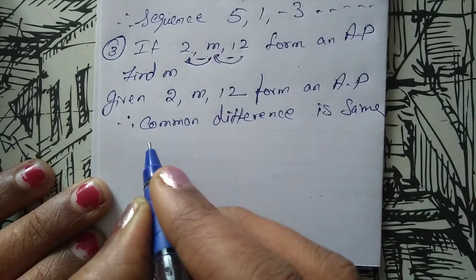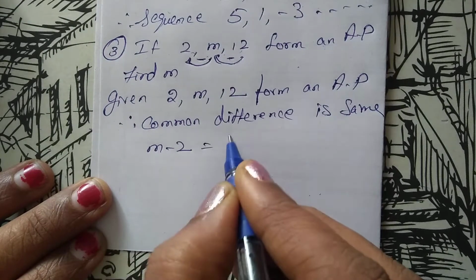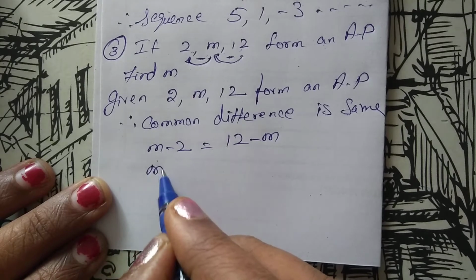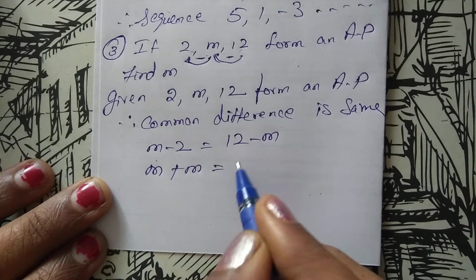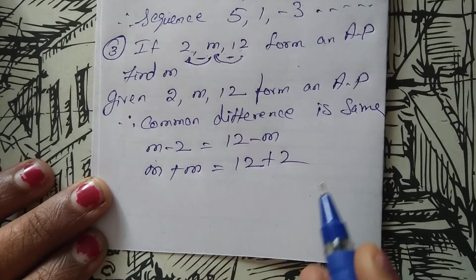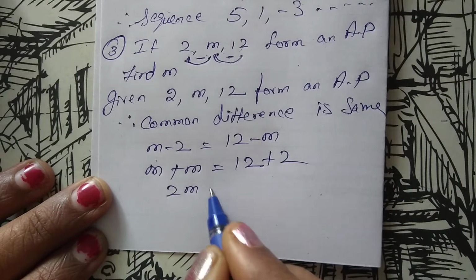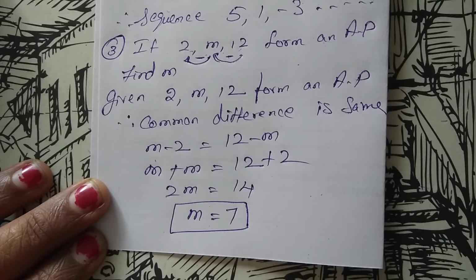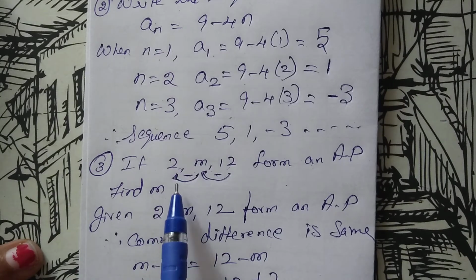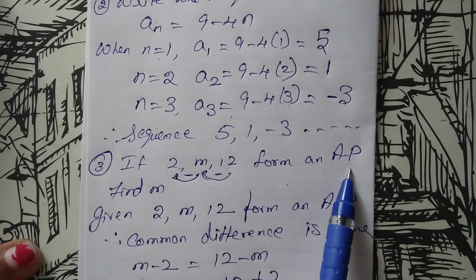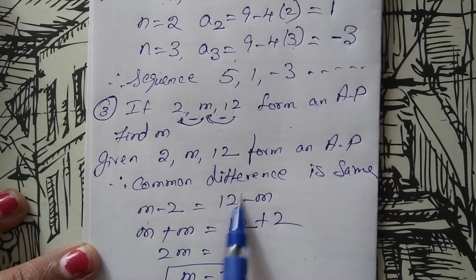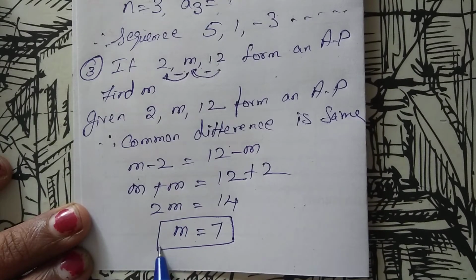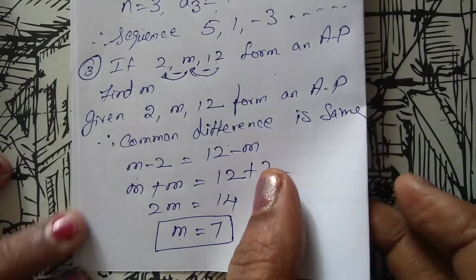So how do we find the common difference? M minus 2 is equal to 12 minus m. Now we group the like terms. M minus m will come to this side as plus m. 12 minus 2 will get transposed to the other side as plus 2. So 2m is equal to 14. M will become 7, 14 by 2 is 7. Okay. So when they say three terms form an AP, we should say the common difference is the same, and we find the difference of consecutive terms, group the like terms together and simplify.